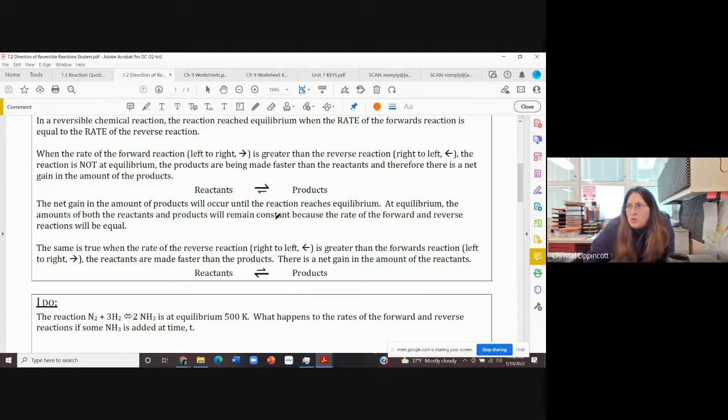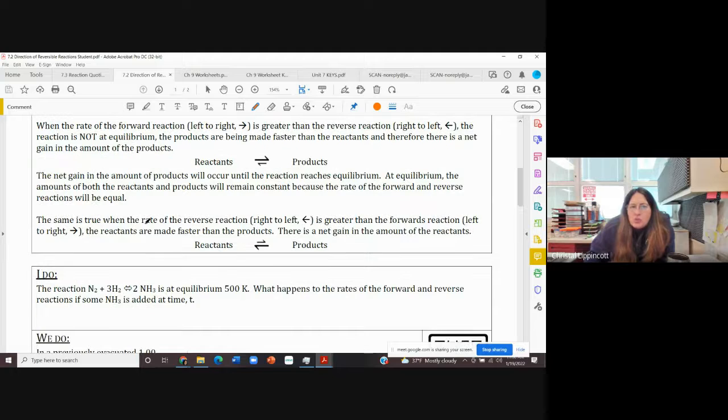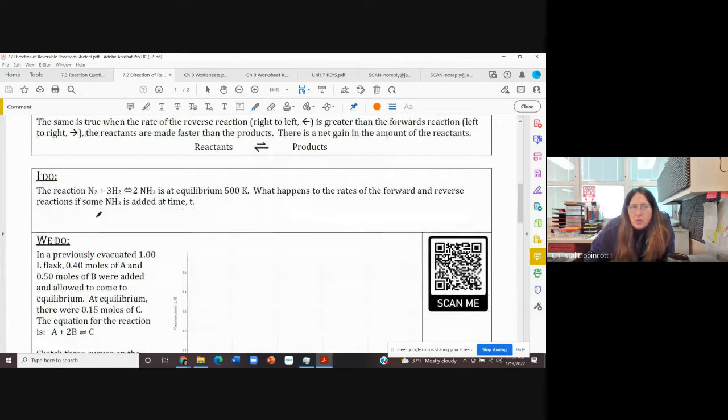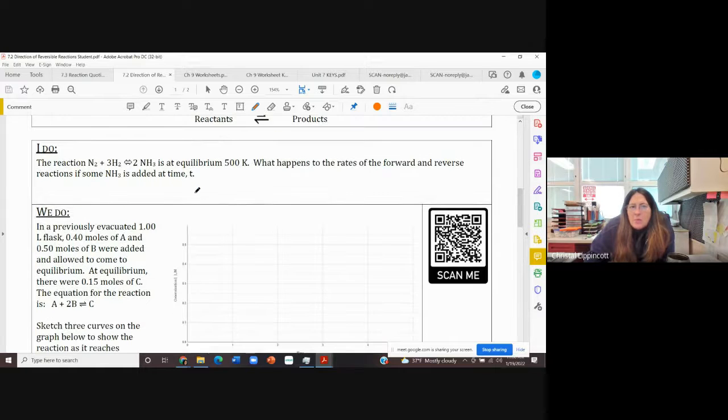We saw that yesterday with throwing paper wads. Okay? You may have more on one side or the other. The same is true when the rate of the reverse reaction is greater than the forward. The reactants are being made faster than the products. There's a net gain in the amount of the reactants. So here we have this reaction where we're making ammonia. It is at 500 Kelvin. What happens to the rates of the forward and reverse reaction if some NH3 is added? So if we add this in, which way is that going to go?